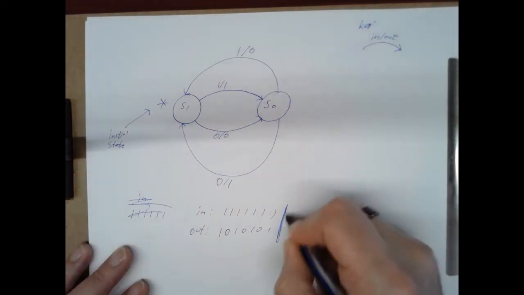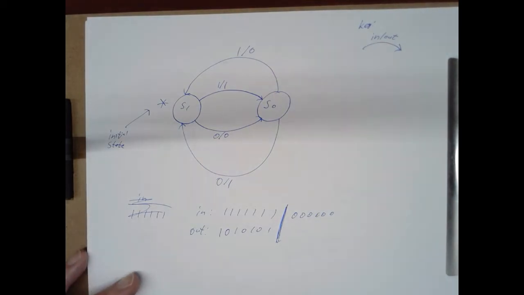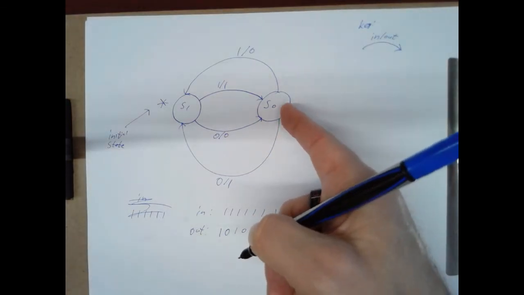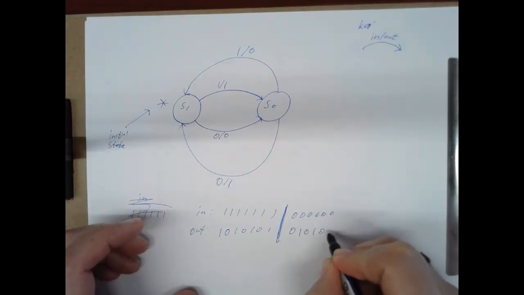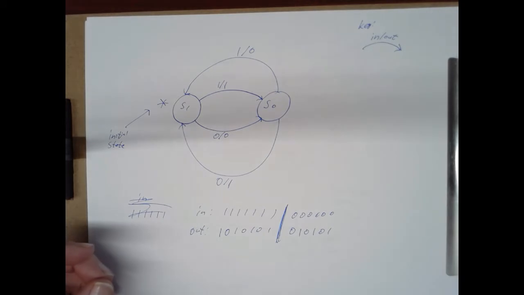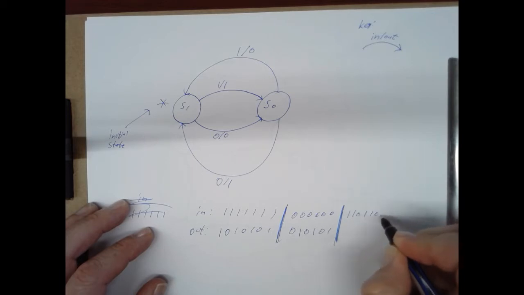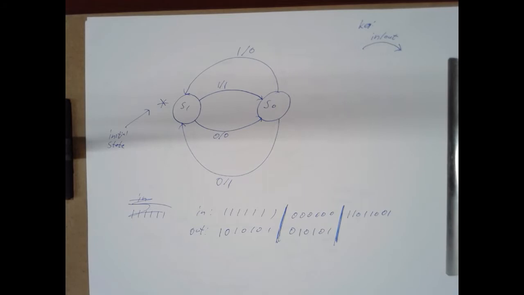All right, what if our input was a bunch of zeros? What's it going to output? It's going to do a 0, go to S0, and then that 0 is going to output a 1, go back to S1. So it's going to output 0, 1, 0, 1, 0, 1. So what if our input's something random like this?